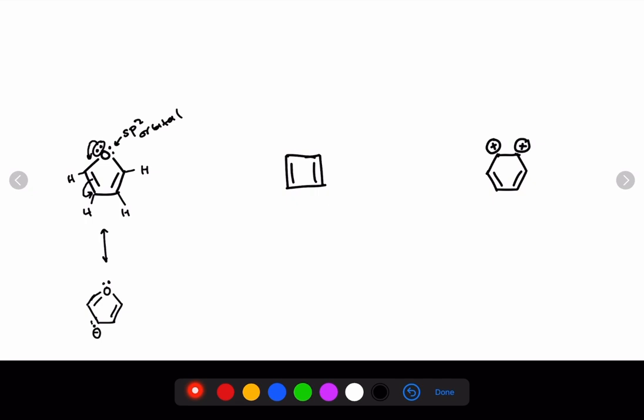Since we have one lone pair in a p orbital and 2 other pi bonds, this gives us a total of 6 pi electrons that are delocalized in the conjugated loop. This follows Huckel's rule as we saw in the previous examples, so this is an aromatic molecule.